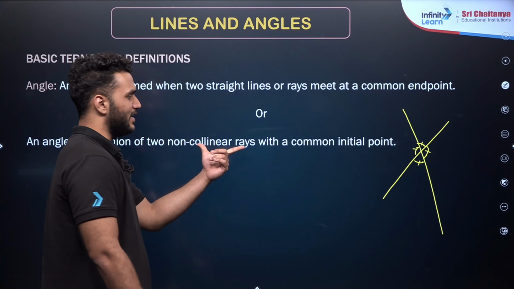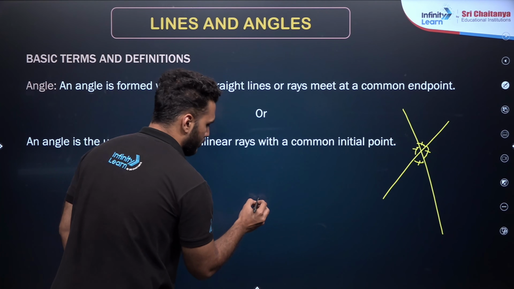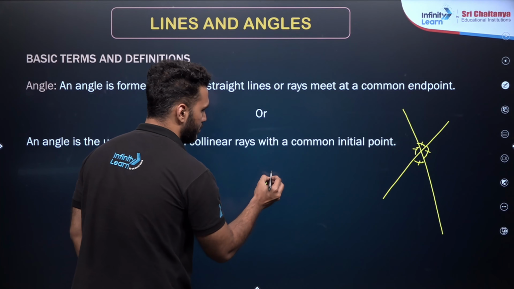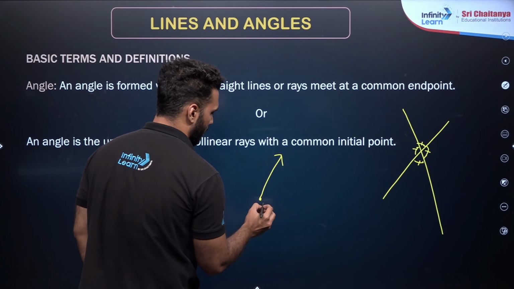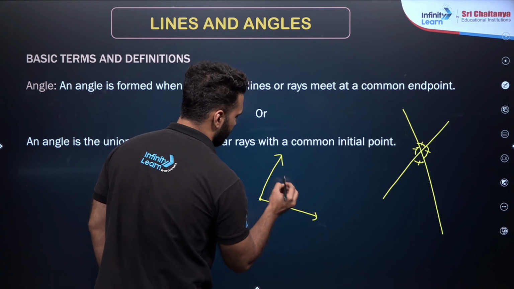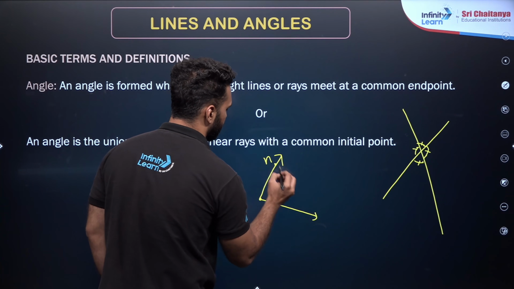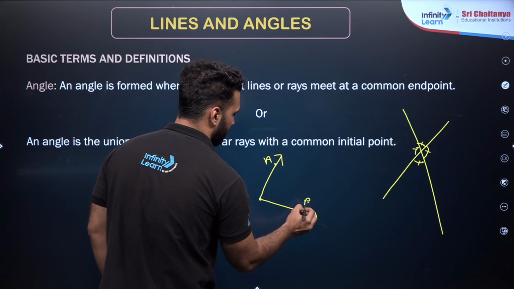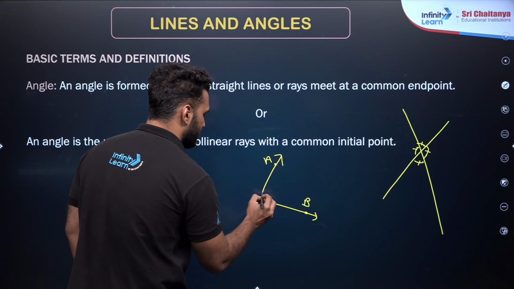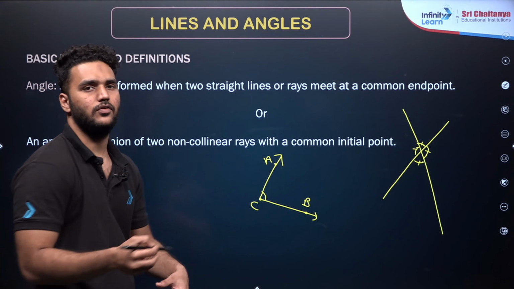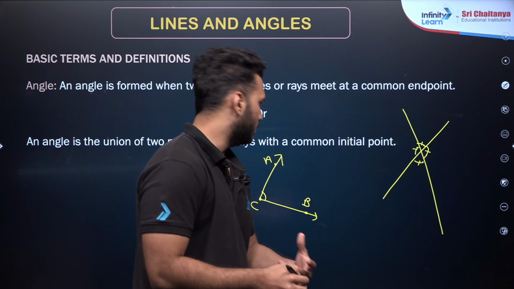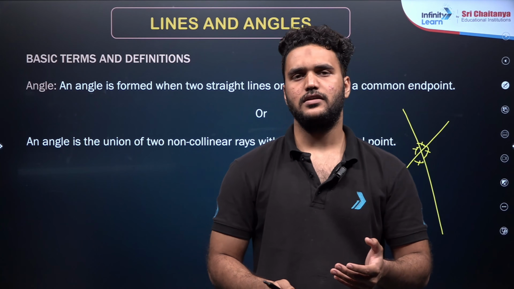And from the second definition, you have one point, and from this point you make a ray and another ray. Okay, let's say this point is A, this point is B, this point is C. Then this part is the angle. But sir, still we are not getting what is an angle. Okay, angle is like slope.